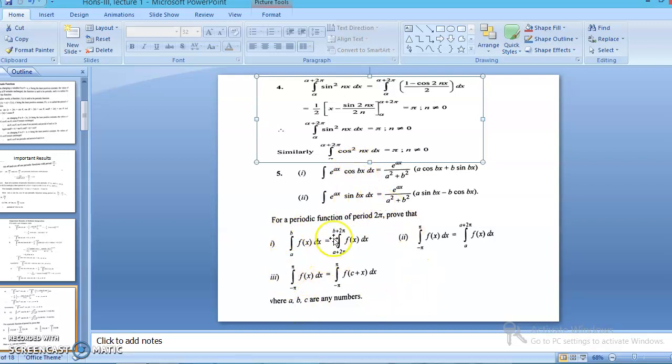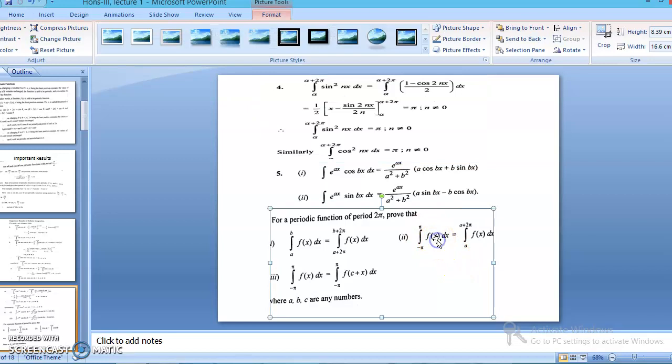Another result is, for a periodic function of period 2 pi, the integration of the function f(x) from a to b is always equal to the integration from a plus 2 pi to b plus 2 pi. Both these integrals are equal. Similarly, we have to remember this result, and the third one is also important.